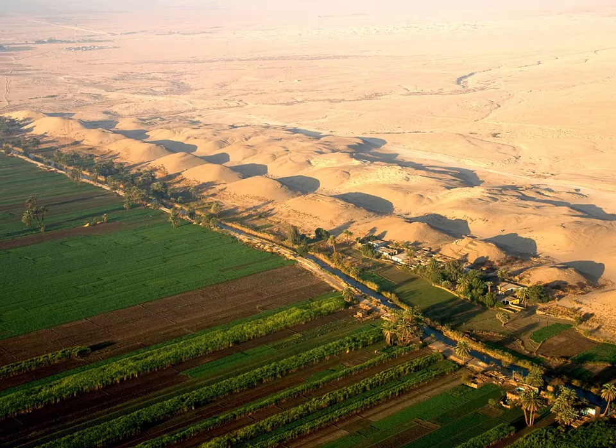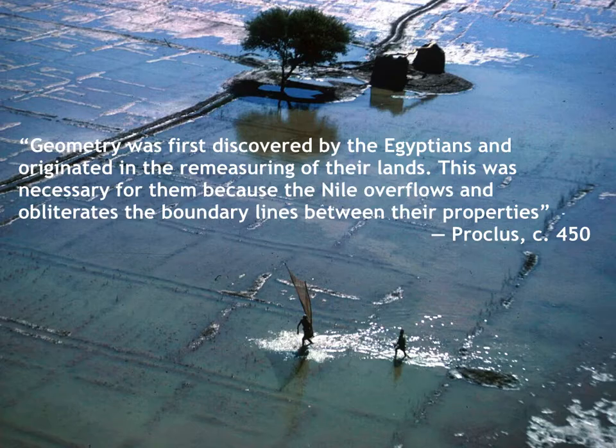So like this, and here is how a later Greek commentator put it, how geometry supposedly arose in this context. I'll read a quotation for you. Geometry was first discovered by the Egyptians and originated in the remeasuring of their lands. This was necessary for them because the Nile overflows and obliterates the boundary lines between their properties.